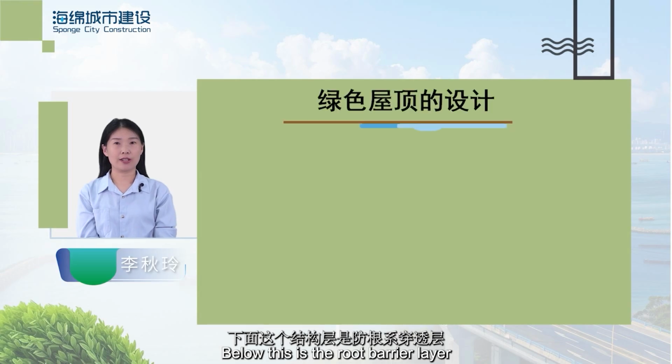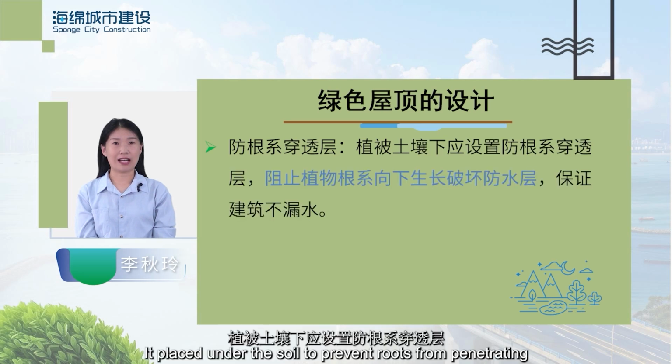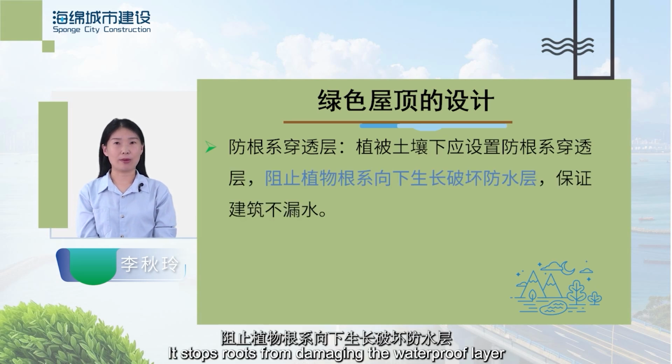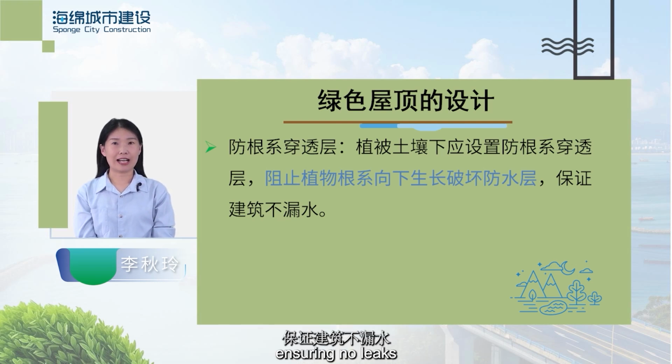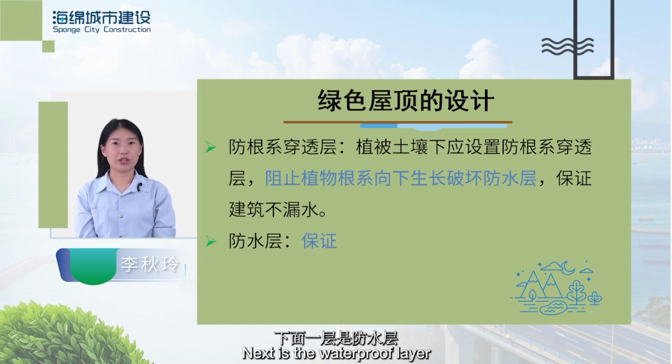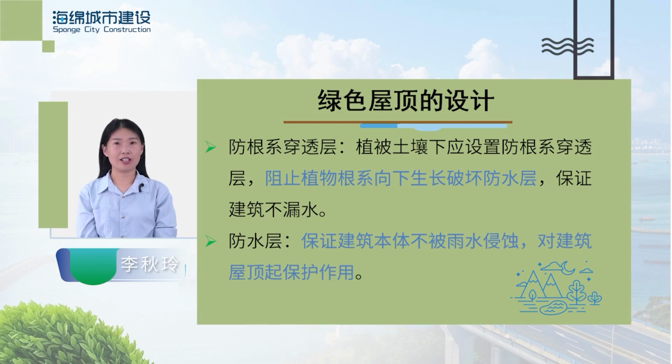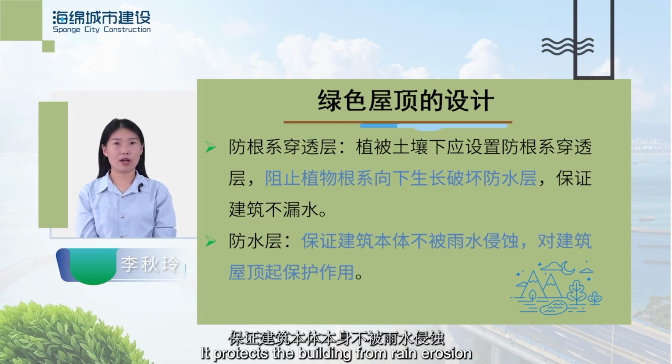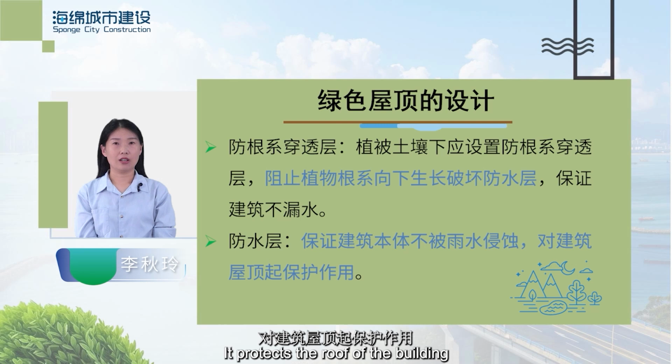Below this is the root barrier layer. It is placed under the soil to prevent roots from penetrating. It stops roots from damaging the waterproof layer, ensuring no leaks. Next is the waterproof layer. It protects the building from rain erosion. It protects the roof of the building.